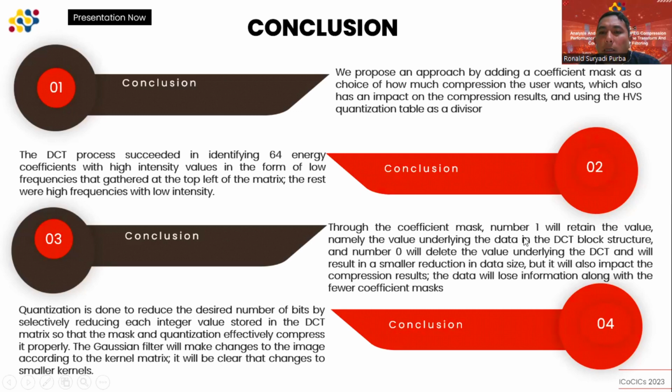Through the coefficient mask, number 1 will retain the value underlying the DCT block structure, and 0 will delete the value underlying the DCT, resulting in a smaller data size. Quantization is done to reduce the desired number of bits by selectively reducing the integer values stored in the DCT matrix. The Gaussian filter will make changes in the image according to the kernel matrix. The changes are clearer with a smaller kernel.